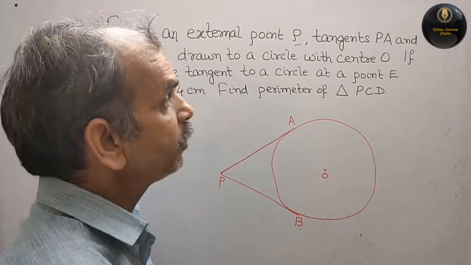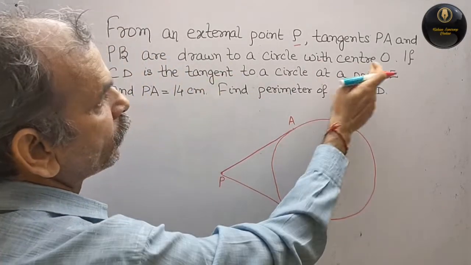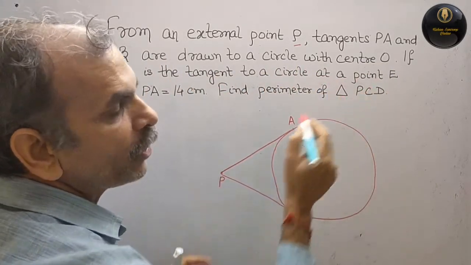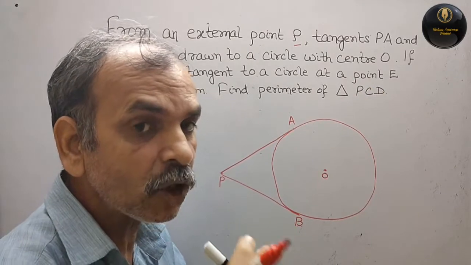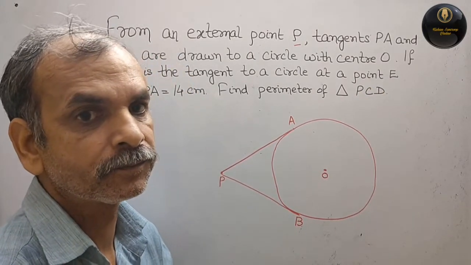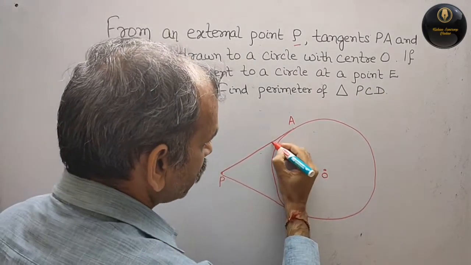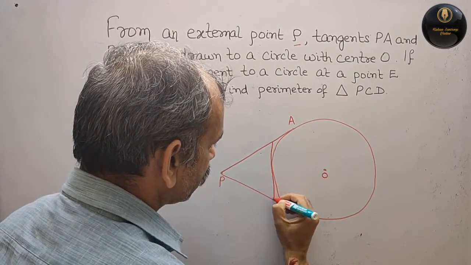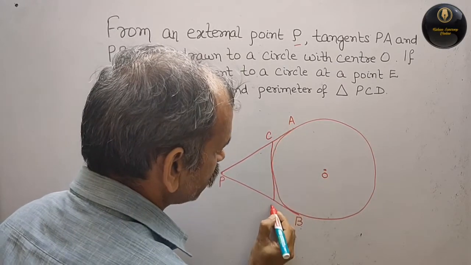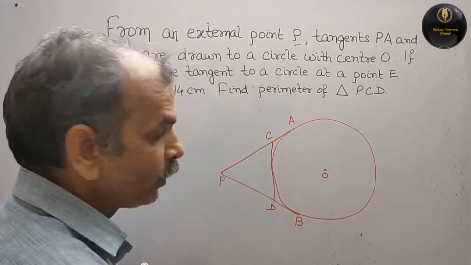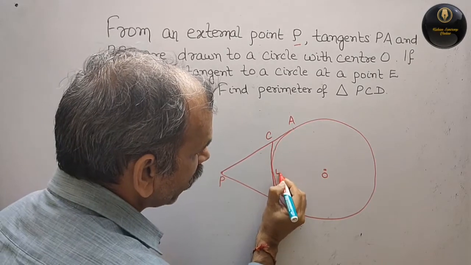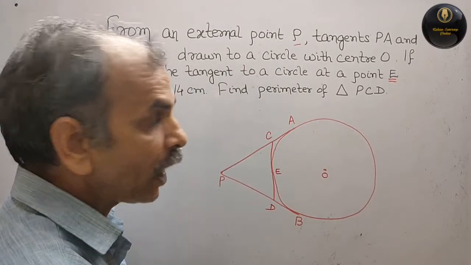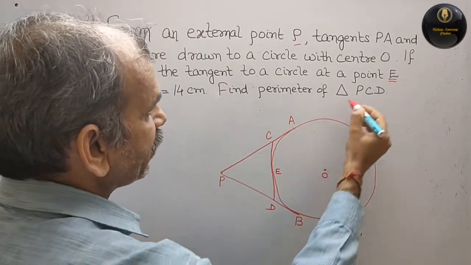What else has he told? If CD is a tangent to a circle at a point E, that means CD is also a tangent. So that means we will make it here. This is your C and this is your D. And this point is your E, at point E. Now what is the triangle? The triangle is this.